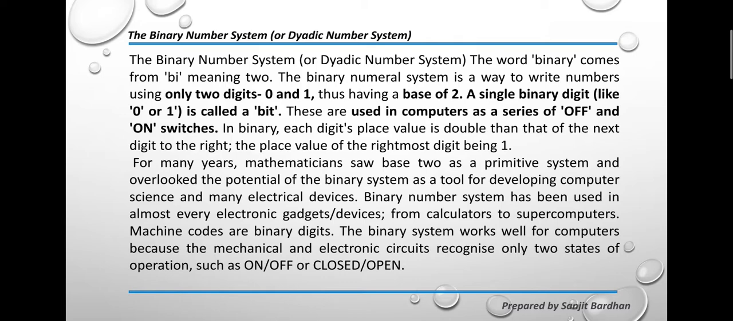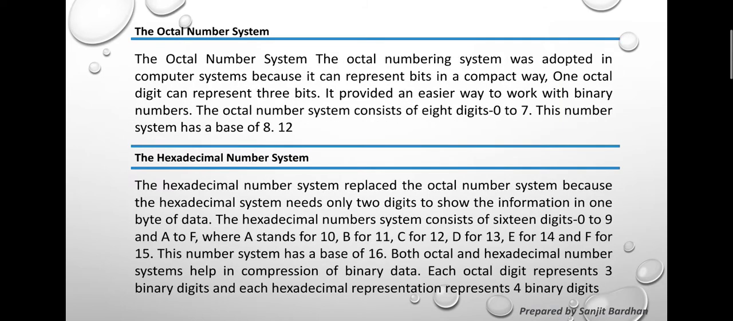So these are the main basic things of the binary digit. You need to read this to understand, okay. Next is the octal number system. The octal numbering system was adopted in computer systems because it can represent bits in a compact way. One digit can represent 3 bits. It provides an easier way to work with the binary number system.